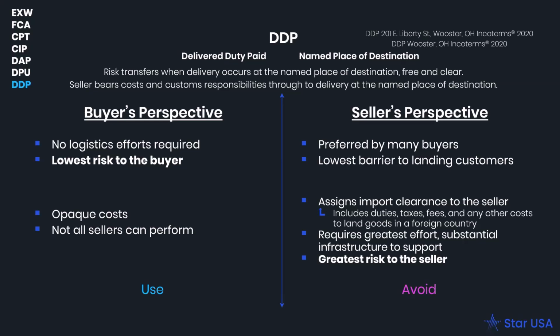However, you're taking on the import clearance responsibilities when you're the seller. Duties, taxes, fees, any other costs required to land the goods in the foreign country, hidden or known, you will have all of the risks and all the costs on your shoulders until the goods are delivered free and clear. It requires the greatest effort and substantial infrastructure to support, and it provides the most risk to the seller. And as a seller, I would recommend avoiding DDP unless you've got all of these boxes checked and you're willing to accept those responsibilities and those risks.